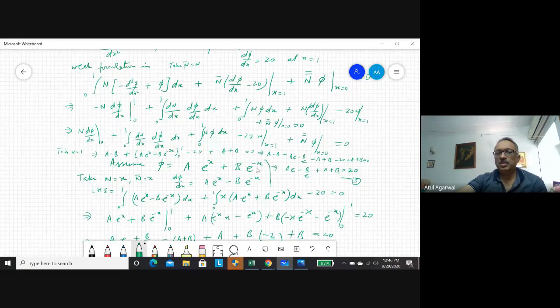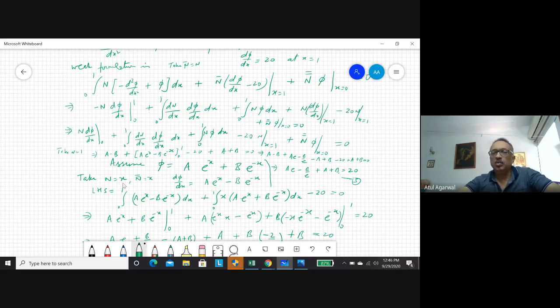Suppose we have done this. Then what will happen? In this, you see, we have not chosen a constant C. This function plus this function plus a function plus a constant C. Let's see what happens. So we take n is equal to 1. If we take n is equal to 1, what is the derivative of this? A e^x minus B e^(-x). So you put all these things here, and this is our first equation that gets generated.